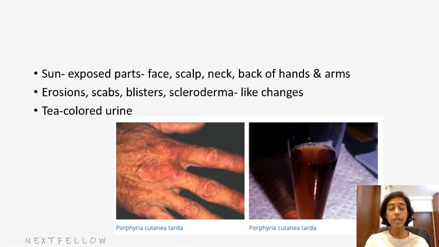So you'll have skin affected on the exposed parts, the sun exposed parts. That's the face, scalp, the neck, back of hands, and the arms. You'll have erosions, you'll have blisters, and then they'll form scabs. You may have tightening of the skin also, scleroderma-like changes. And the urine is reddish or tea colored, dark urine.